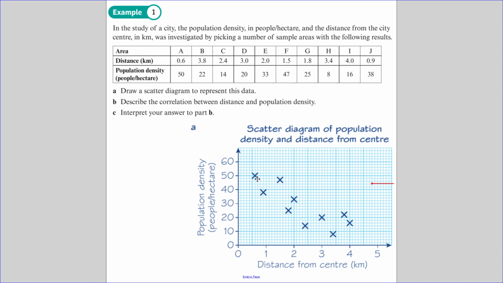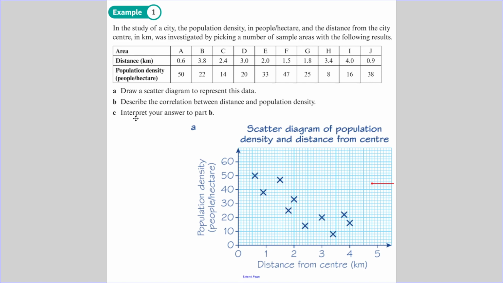And we can see here we have weak negative correlation. So draw our scatter diagram A. Here is our scatter diagram. Notice it's got labeled axes. It's got units on its axes. It's got a title. Describe the correlation between distance and population. Well, as the distance here gets bigger, this one's coming down. So this is negative correlation, and it's not a perfect straight line, so it's quite weak. So this we call weak negative correlation.